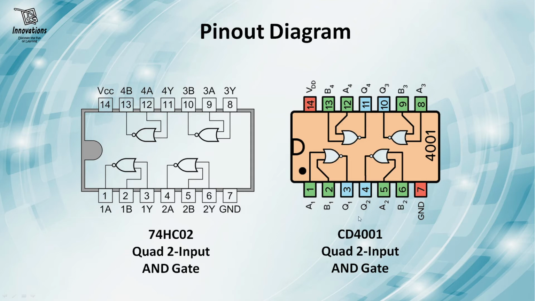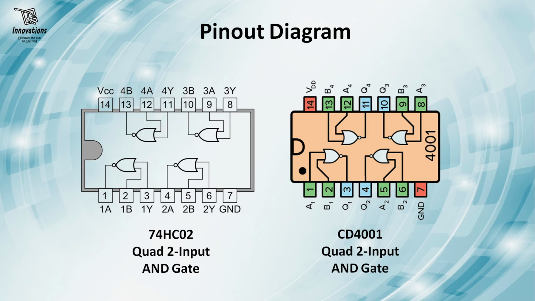And for CD4001 IC, pin number 1, 2 input, pin number 3 output for segment 1, pin number 5, 6 input and 4 output for segment 2, pin number 8, 9 input, 10 output for segment 3, and pin number 12, 13 input and 11 output for segment 4. In our practical demo, we will only see segment 2 of the IC because for both the ICs, this pin configuration is the same. Pin number 5, 6 input and 4 output. We will check that in the practical demo.